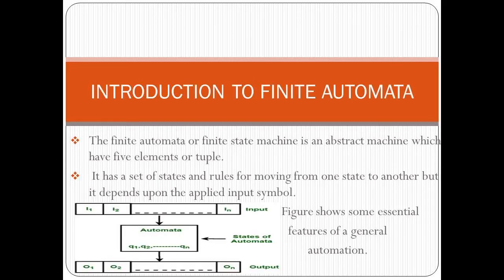Introduction of finite automata. Finite automata (FA) is the simplest machine to recognize patterns. The finite automata or finite state machine is an abstract machine which has 5 elements or tuples. It has a set of states and rules for moving from one state to another, but it depends upon the applied input symbol. Basically, it is an abstract model of a digital computer. The figure shows some essential features of a general automaton, that is input, output, states of automata, state relation, output relation.